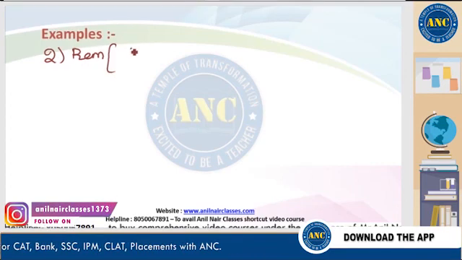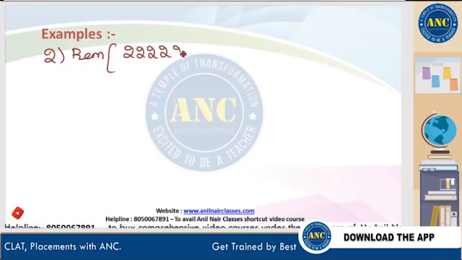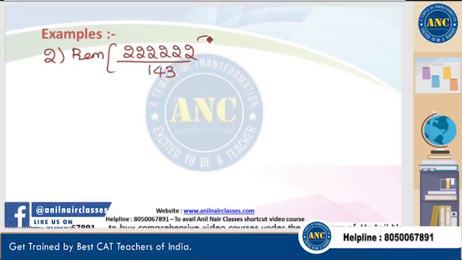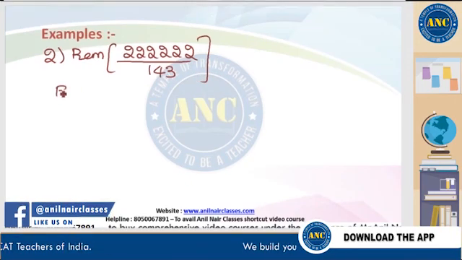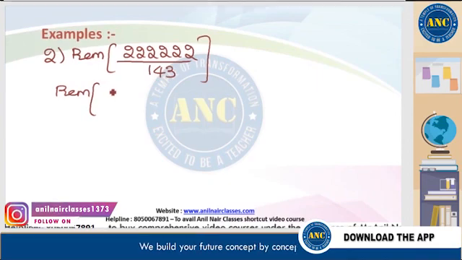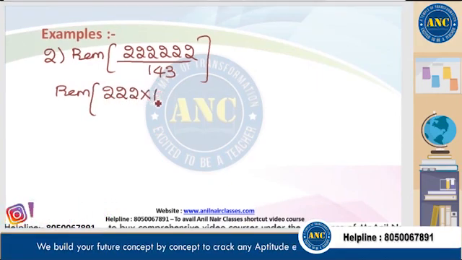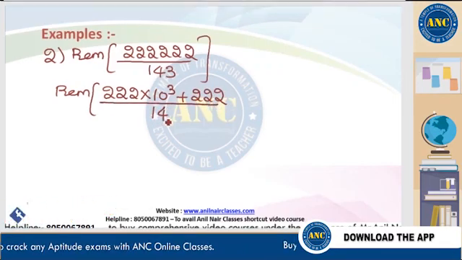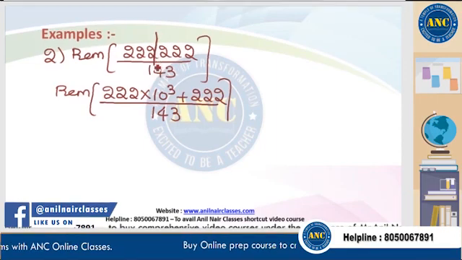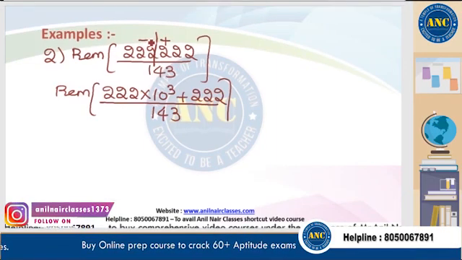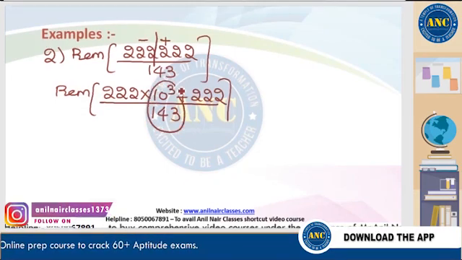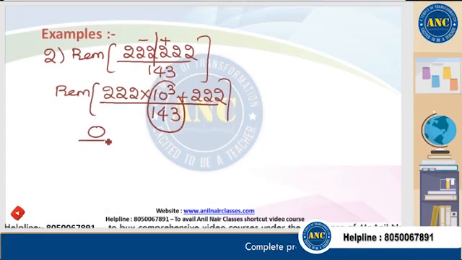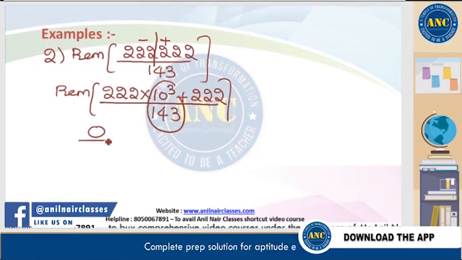Suppose 2 is written 6 times, divided by 143. The divisibility rule of 7, 11, 13 and so on is: start from the unit digit, take a group of 3 digits, alternatively plus and minus. 10 cube divided by 143 is minus 1. Minus 222 plus 222 is 0.